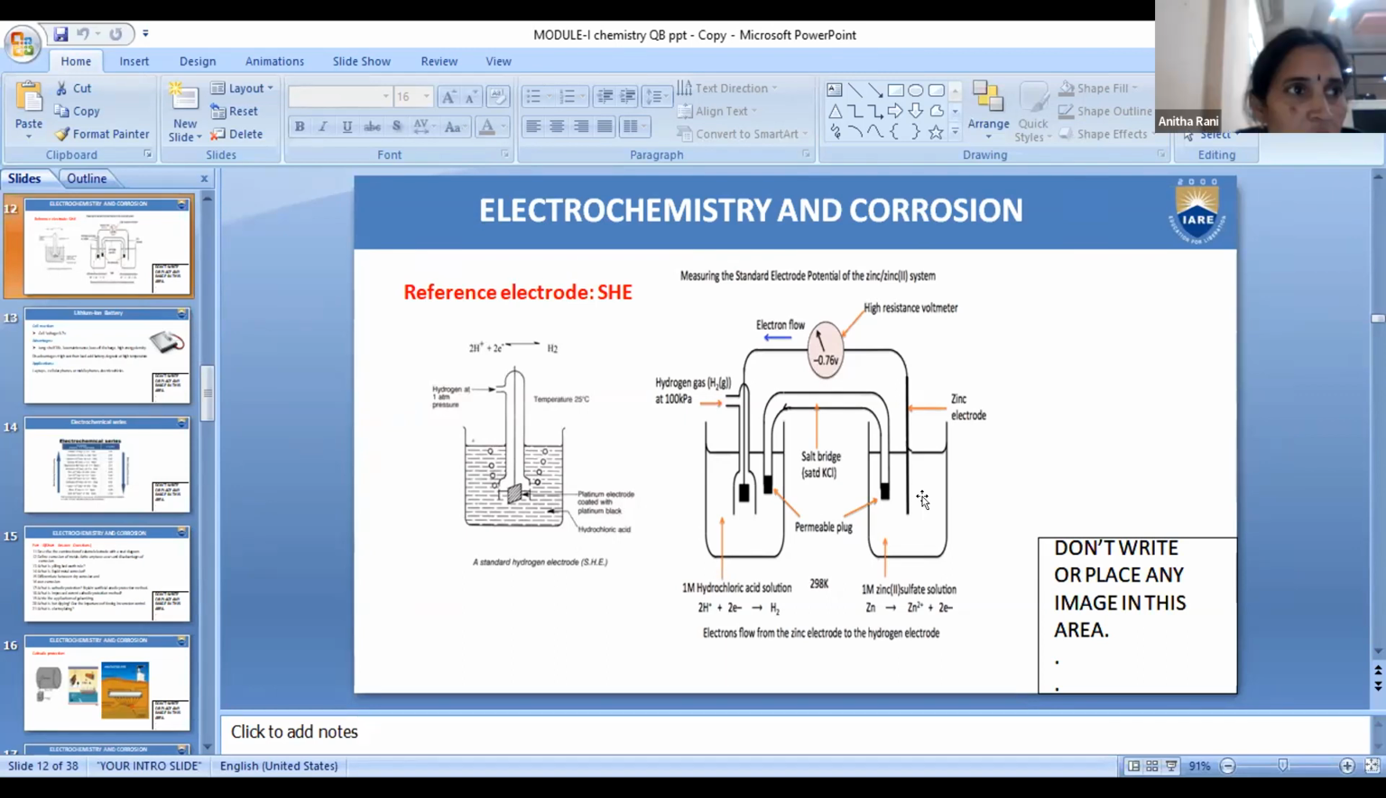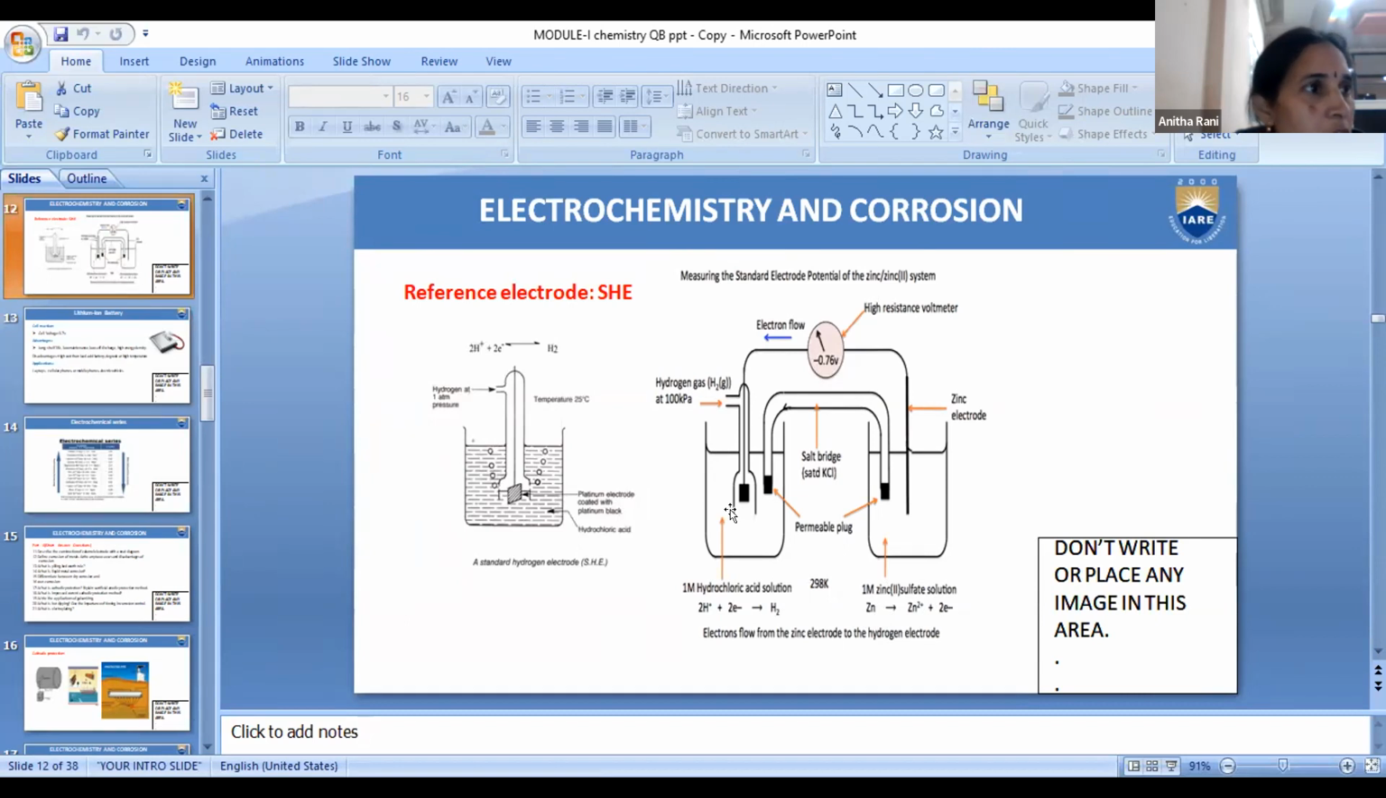Anode means, tell me first, what reaction takes place? Oxidation. Oxidation means what? What is an oxidation reaction? Loss of electrons. So zinc is losing electrons, undergoing an oxidation reaction. It will act as the anode.